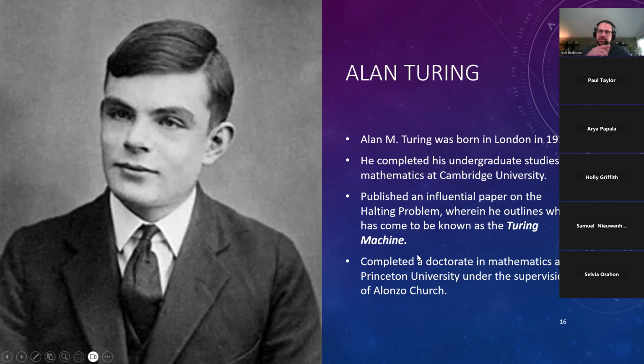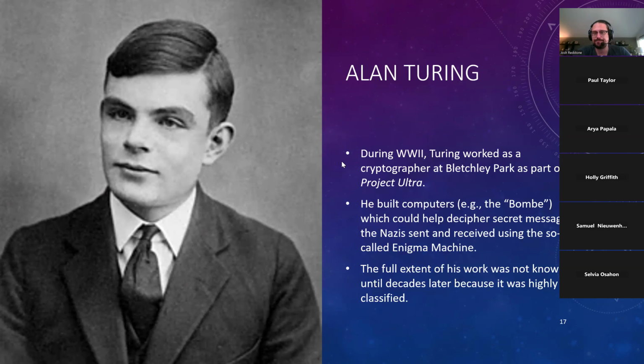Then he went to the United States and completed his doctorate in mathematics at Princeton under the supervision of Alonzo Church. And quite famously, he worked as a cryptographer at Bletchley Park as part of Project Ultra during the Second World War. As I was saying earlier, the Nazis had these machines that the Allies called Enigma machines. And they had these little ciphers, right? These little rotors, any of 3, 5, 7. They got more and more complicated as the war went on.